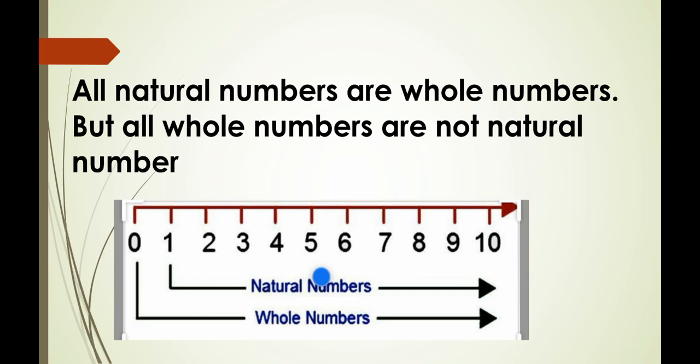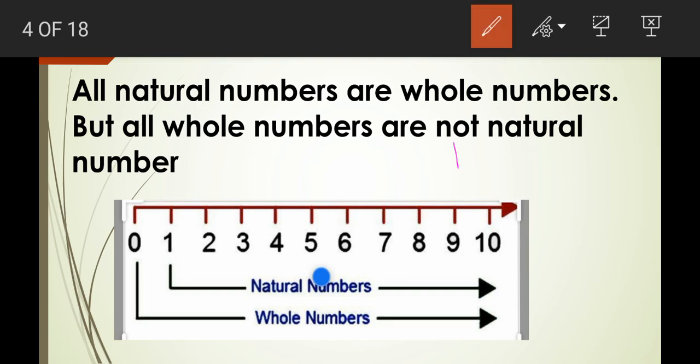Now one small point, that is all natural numbers are whole numbers. We are taking the number 1. We know 1 is a natural number and it is also a whole number. 2 is a natural number, it is a whole number. All natural numbers are whole numbers, but all whole numbers are not natural numbers. Which is a whole number, which is not a natural number? 0 is a whole number, but it is not a natural number. Okay.